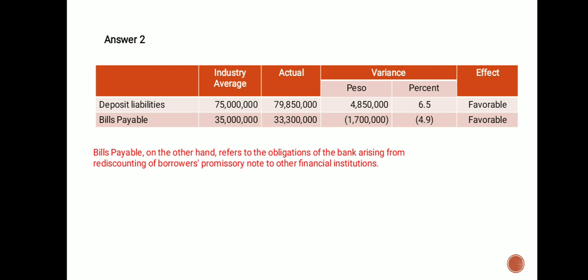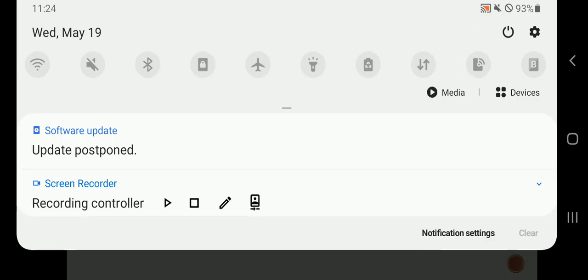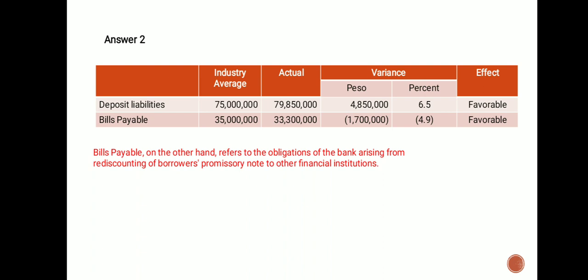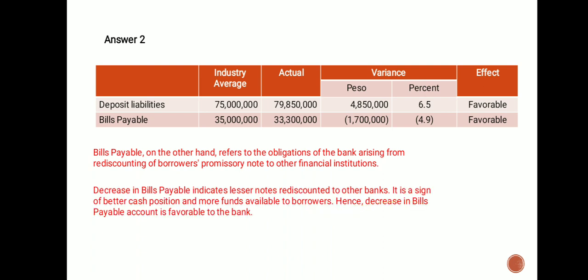So, kung si bangko is ma-short siya sa cash or medyo kulang iyahang cash holdings, si bangko iyang ibaligya ang iyahang mga notes, katong mga PN, mga promissory notes. Pwede ito niya ibaligya to another financial institution or to the other banks. And that is what we call rediscounting. So, the decrease in bills payable indicates lesser notes rediscounted to other banks. So it is a sign of a better cash position and more funds available to borrowers. Hence, the decrease in bills payable account is favorable to the bank.